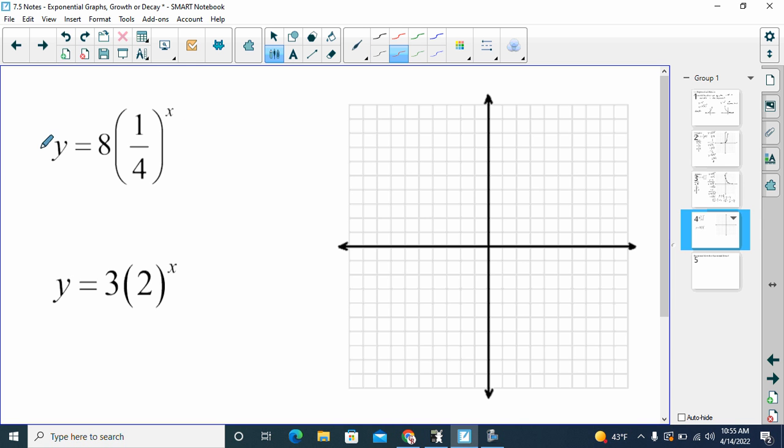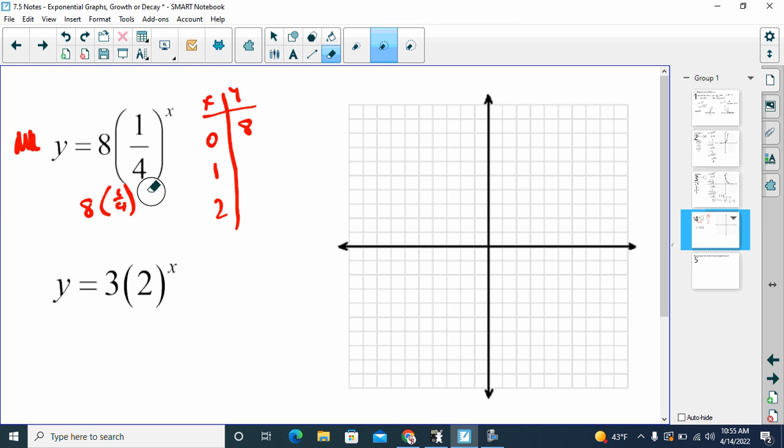So the first one, I'm going to do the first one in red here. We make our XY chart. We plug in 0, 1, 2. Plugging in 0 in for x should give me 1 times 8. Plugging 1 in for my x gives me 1/4 times 8, which is 8 over 4, or 2.